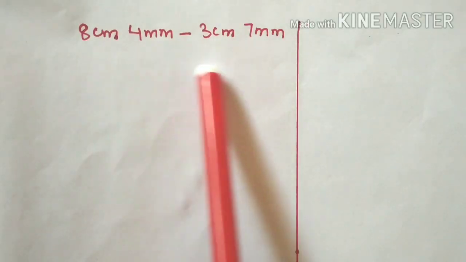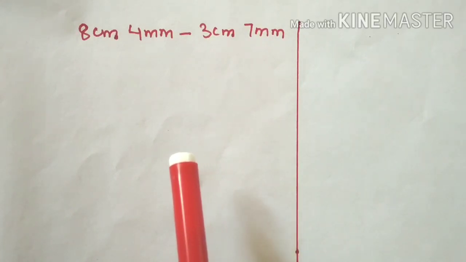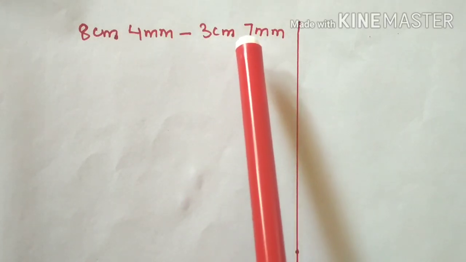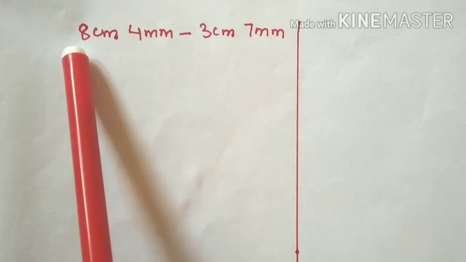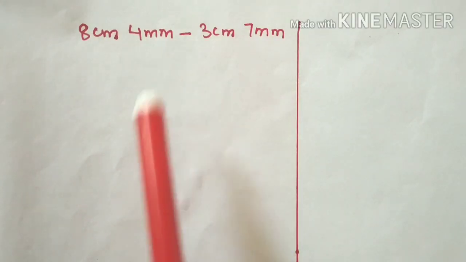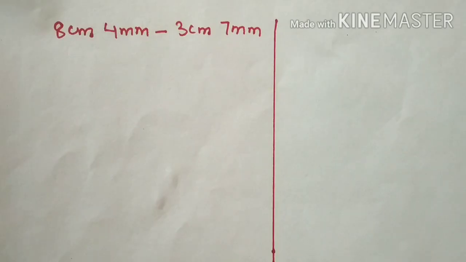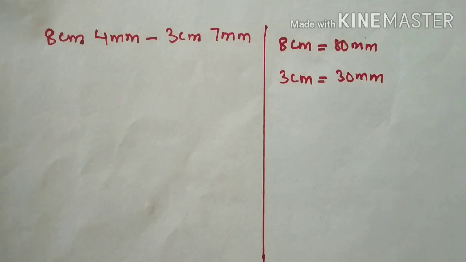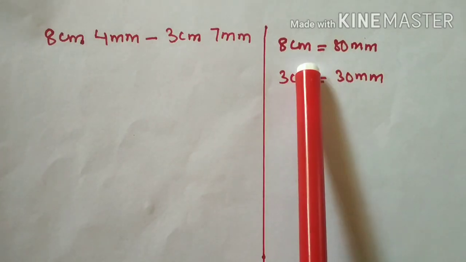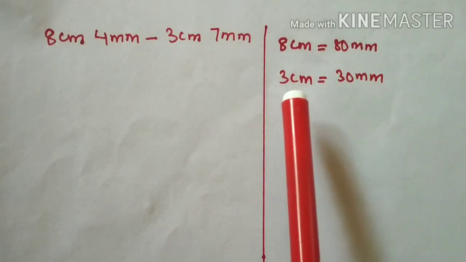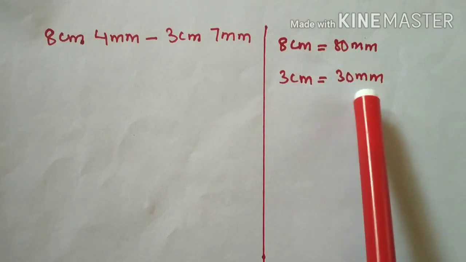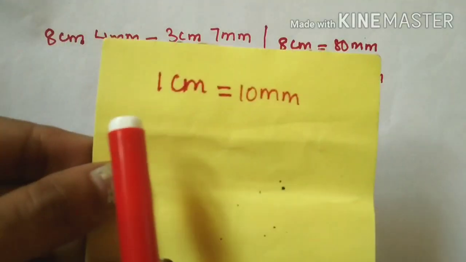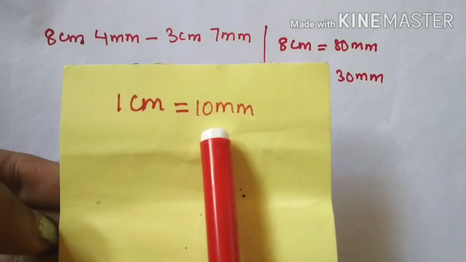Now look at this question. In this question, we are asked to subtract 3 centimeters, 7 millimeters from 8 centimeters, 4 millimeters. Now what we are going to do here is, before subtracting, we are going to express 8 centimeters and 3 centimeters as millimeters. 8 centimeters can be written as 80 millimeters and 3 centimeters can be written as 30 millimeters, because 1 centimeter is equal to 10 millimeters.